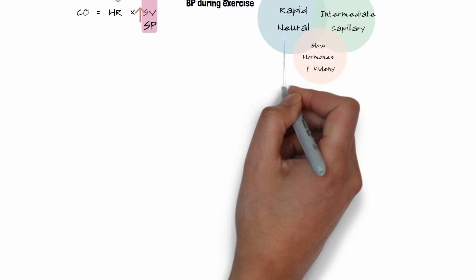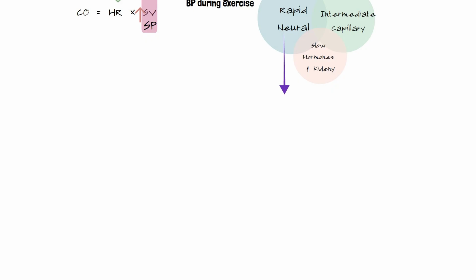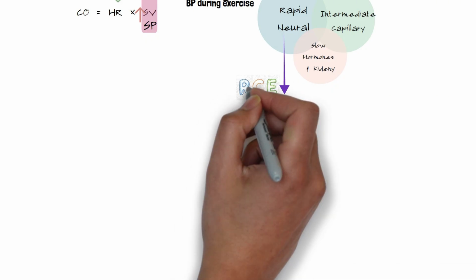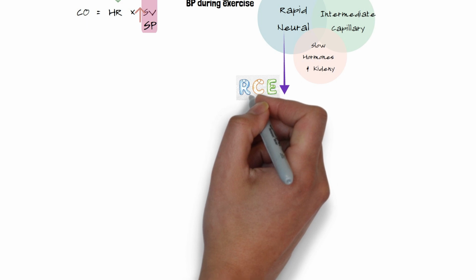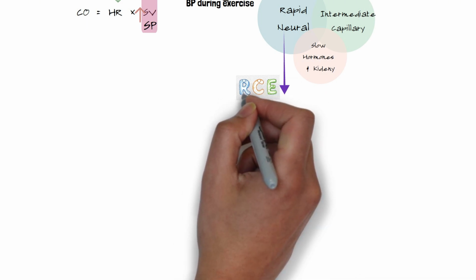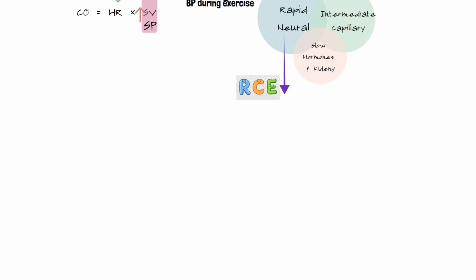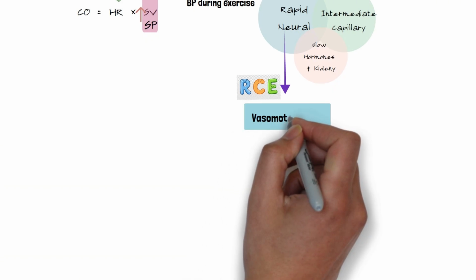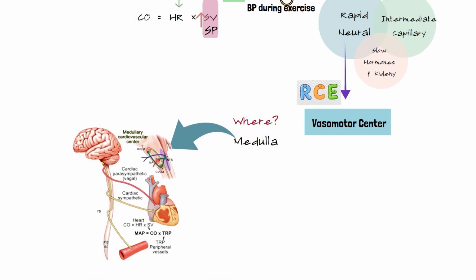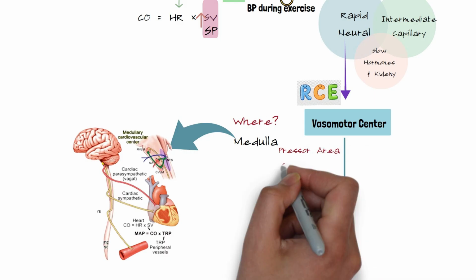And now let's move to the neural regulation of blood pressure. To make this topic easy, we are going to focus on three things: the center, receptor, and effector. But we are going to start with the center, which is the vasomotor center, and it's located in the medulla oblongata. It is divided into two functional areas: the pressor and the depressor area. Remember the pressor area, sympathetic, is responsible for elevating blood pressure.